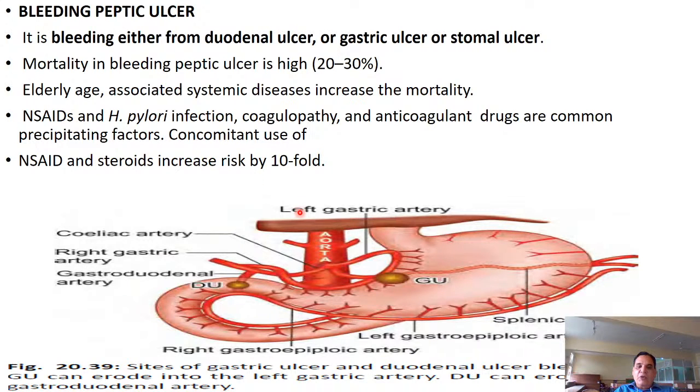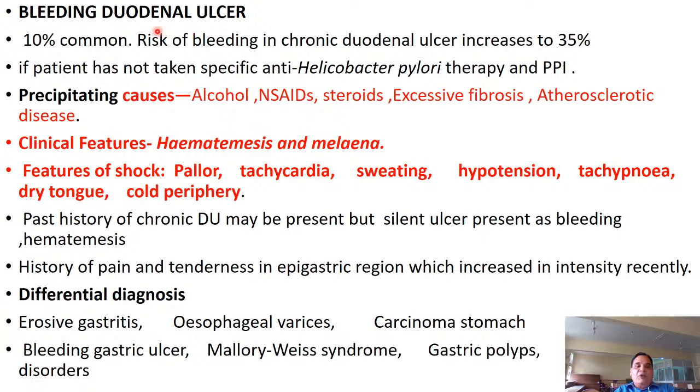Okay. And this diagram you can very well find in the book. This is the anatomy of the gastric arteries. This is the blood supply of the stomach. So common for us is a question asked regarding bleeding duodenal ulcer. It is 10% common, and this is more common in a patient who has not received anti-H. pylori treatment and PPI. This is proton pump inhibitor. If the patient has not received this treatment, chances of bleeding are very, very high. Hence, never stop this PPI and H. pylori treatment in any patient of duodenal ulcer.